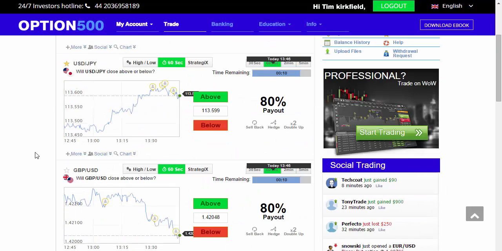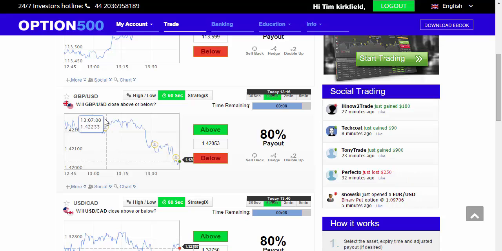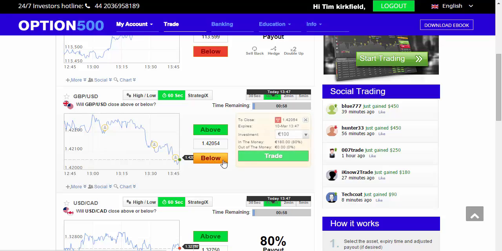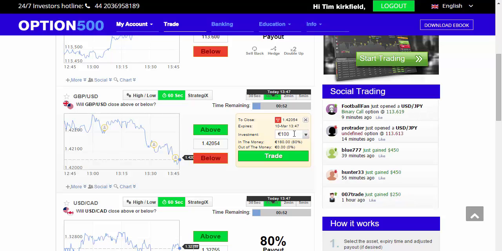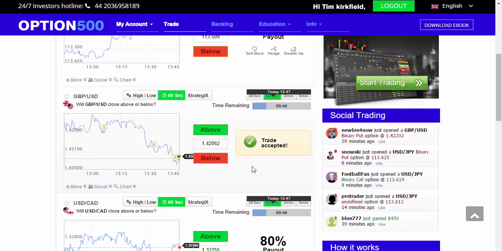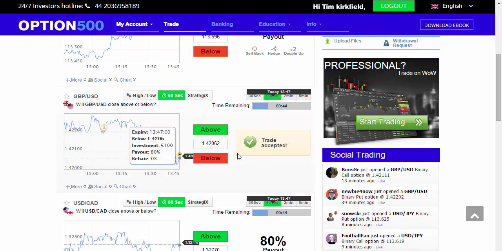So we are moving on until we find a beautiful downward trend, as you can see here in the pound against the US dollar. I'll wait for the time remaining to reset itself for 1 minute. I click below. I'll risk 100 euros because I feel comfortable with the platform. You can invest as long as it's over 20 euros, you can make the trade, and you click trade. The trade was successfully accepted.